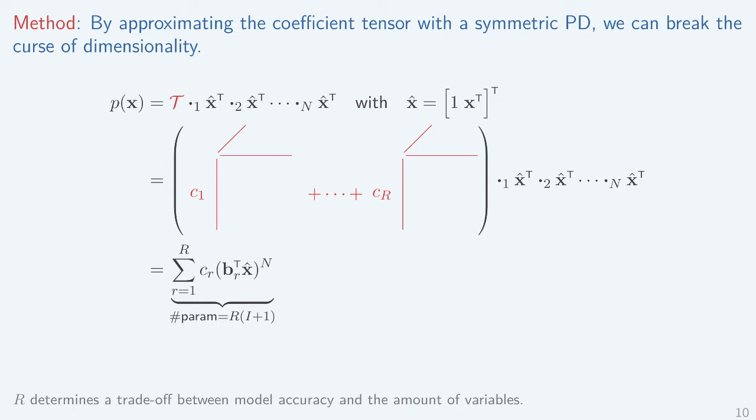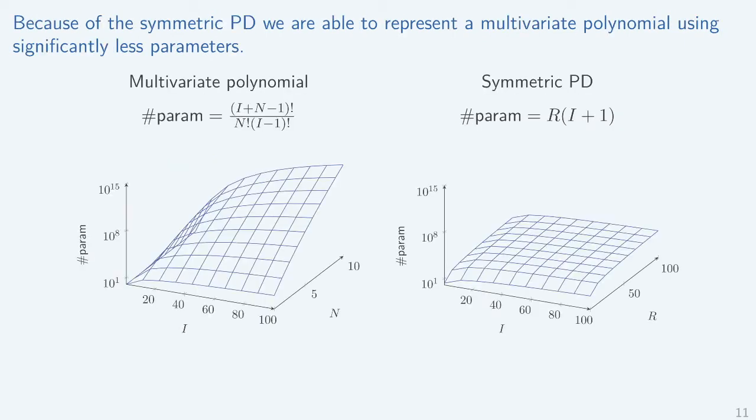By increasing the amount of rank 1 tensors, the model is able to better approximate more complex data, at the cost of having more model parameters. Therefore, the amount of rank 1 tensors determines a trade-off between accuracy and the computational cost. In this figure, we see that the amount of parameters of the model is not exponentially dependent on the degree and the amount of variables, unlike a multivariate polynomial. The equation shows that the amount of parameters is linearly dependent on the amount of variables and the amount of rank 1 tensors after the substitution of a symmetric polyadic decomposition.